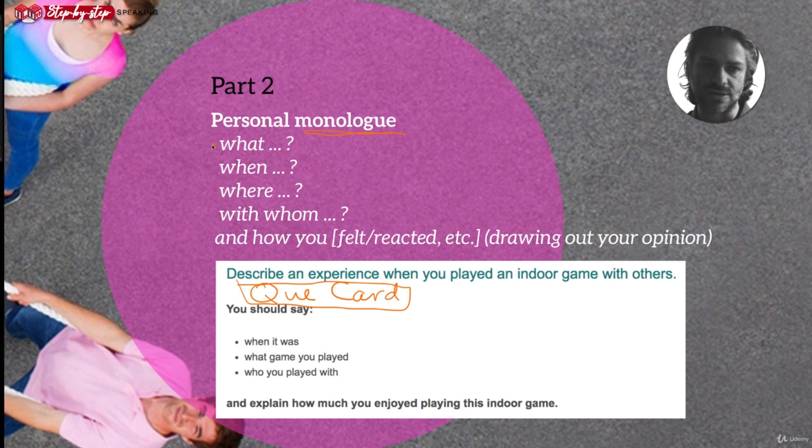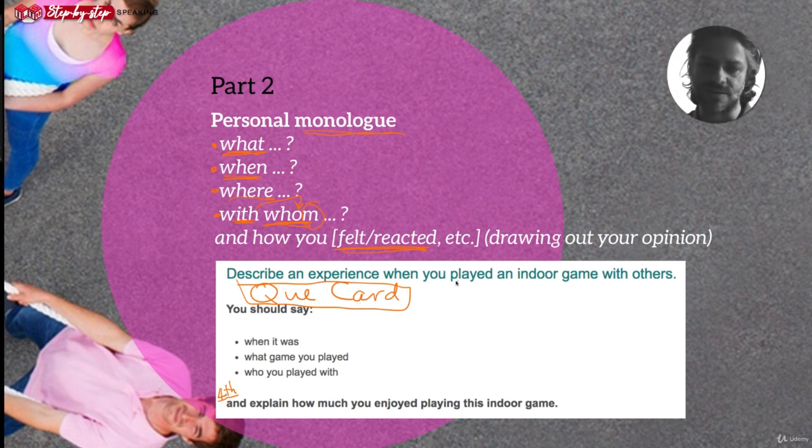Usually the questions are related to these types. They start with what, where, when, and often with who, with whom. That's because there's a preposition with here. So anything after a preposition, who becomes whom. So with whom, to whom. And then again, here we've got this: How did you feel? How did you react? What emotions did you have? These are usually the fourth part of a question like this.